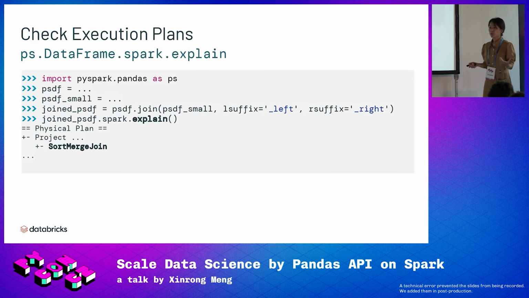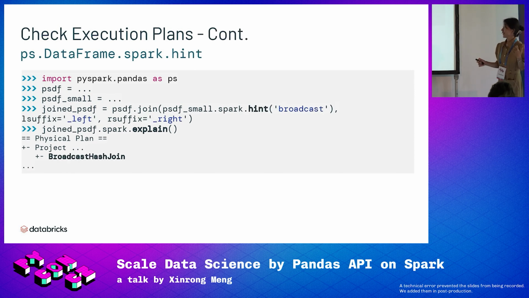In the Catalyst optimizer section, we mentioned that there is a better join strategy for joining with a small data frame. So let's assume one of the frames is very small. We can use the spark.hint API to mark the frame small enough for the broadcast hash join. And then we call the explain method. We can see that the physical plan is rewritten.